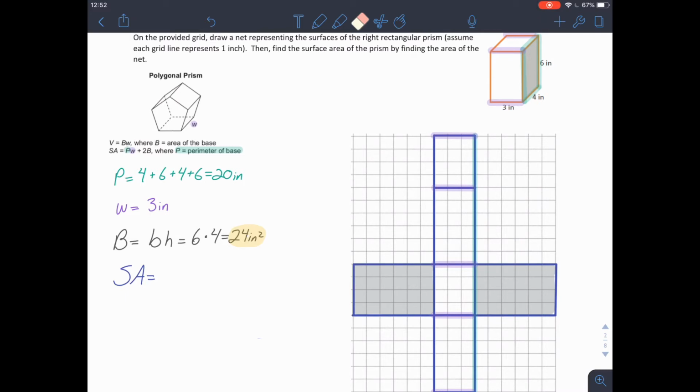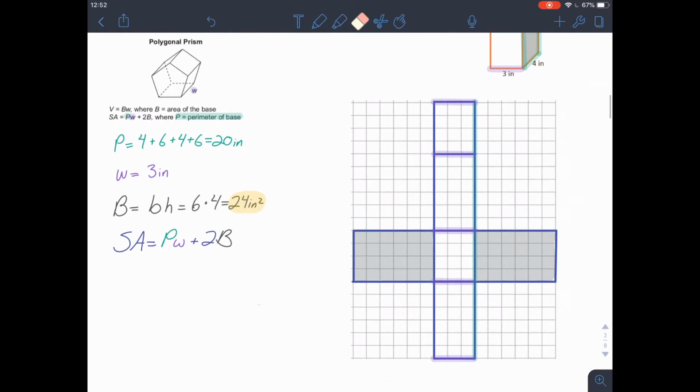So then how do we put all these together to find our surface area? We're going to take our perimeter of 20 inches and multiply it by our width of 3 inches to find the area of that large rectangle we get from all the unfolded side faces. Then we're going to do 2 times the area of our base because there are two bases in our shape. When we do this, we end up with 60 plus 48, which gives us 108 square inches for all of the square surfaces of this shape.